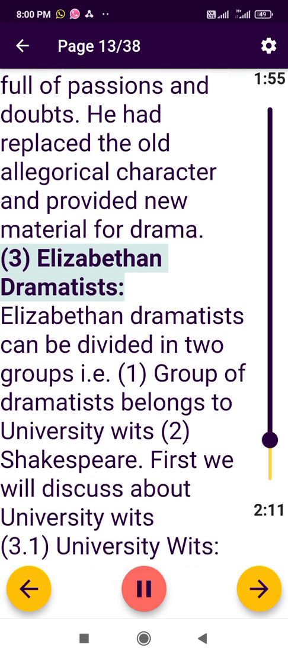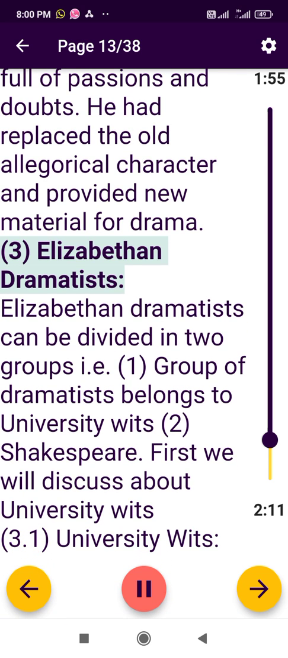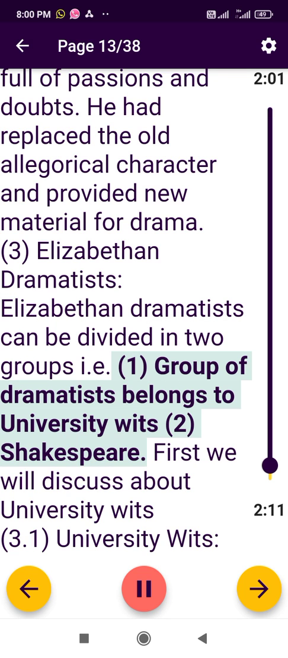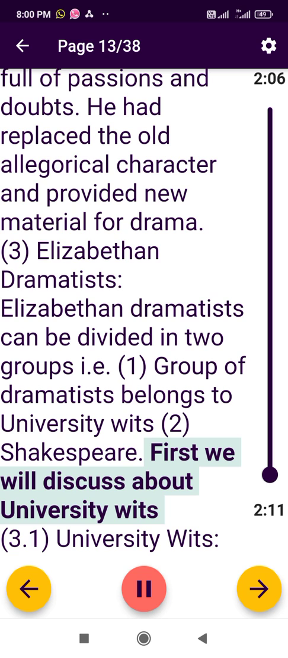3. Elizabethan dramatists. Elizabethan dramatists can be divided into two groups: 1. the group of dramatists belonging to the University Wits, and 2. Shakespeare. First we will discuss the University Wits.